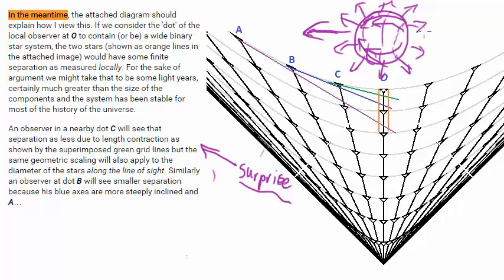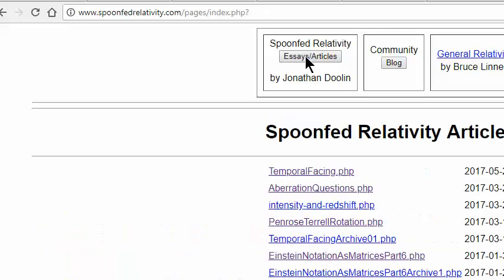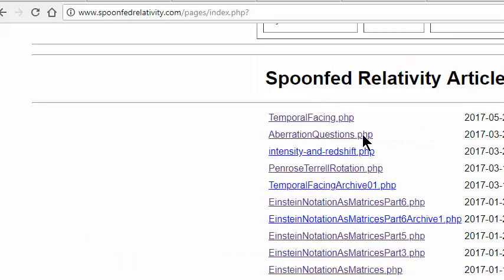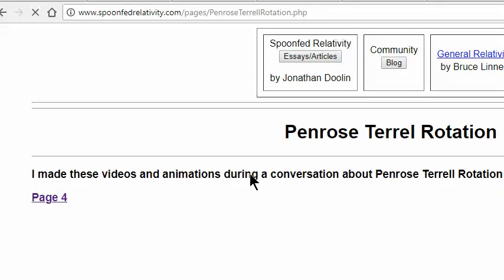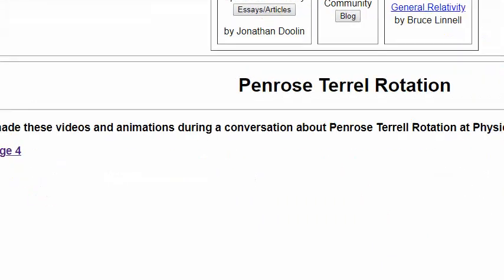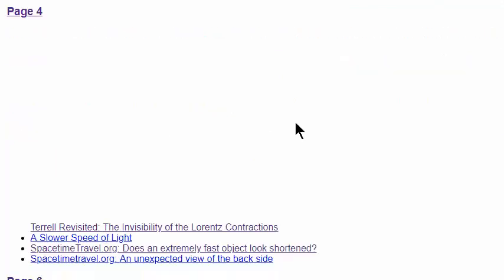And when you look at the back end of it, well, you don't see much light coming from it at all. You can actually see this on my spoon-fed relativity site under the essay and article Penrose-Terrell rotation. Not a very exciting title, but there are videos and animations during a conversation about Penrose-Terrell rotation at physics forums.